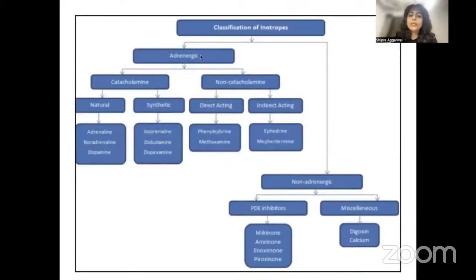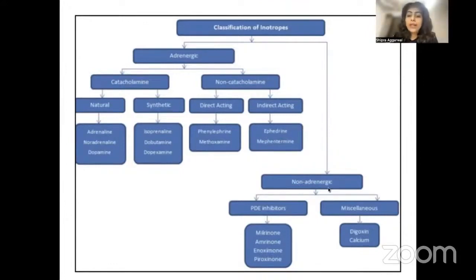The adrenergic vasopressors and inotropes could be catecholamines or non-catecholamines. Catecholamines are further subdivided into natural and synthetic. Natural catecholamines will be adrenaline, noradrenaline, and dopamine. Synthetic catecholamines will be isoprenaline and dobutamine. Of the non-catecholamine groups, there could be direct acting, which could be phenylephrine, or indirect acting, which acts by the release of norepinephrine at the synaptic cleft. Of these will be ephedrine and the commonly used mephentermine.